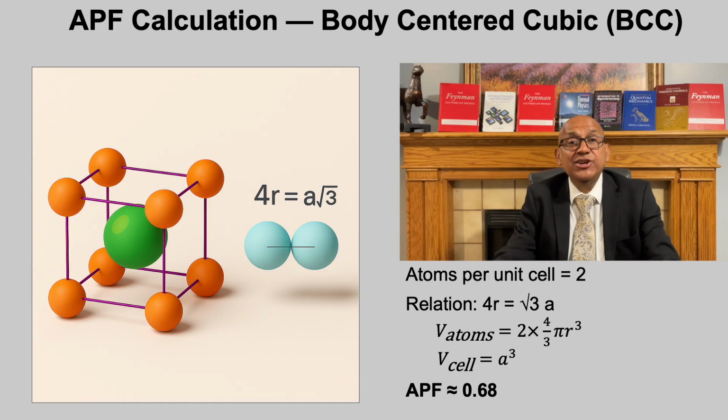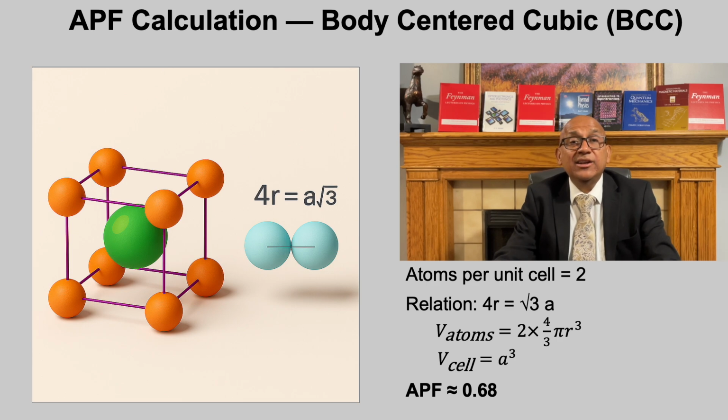Next, we establish the relation between the atomic radius and the cube edge. In BCC, atoms touch along the body diagonal, which passes from one corner through the center to the opposite corner. This diagonal equals 4 atomic radii. Geometrically, it also equals square root of 3 multiplied by the cube edge length.